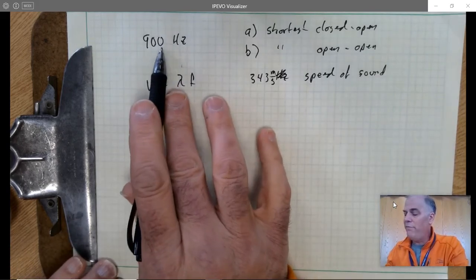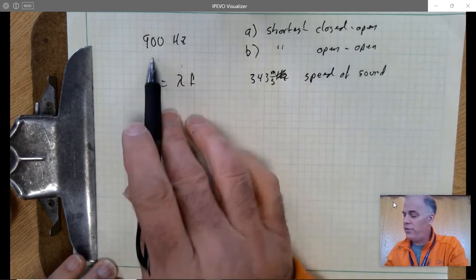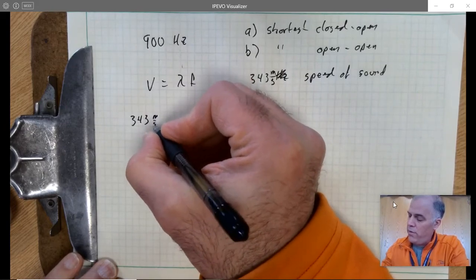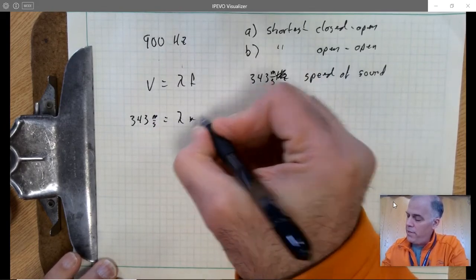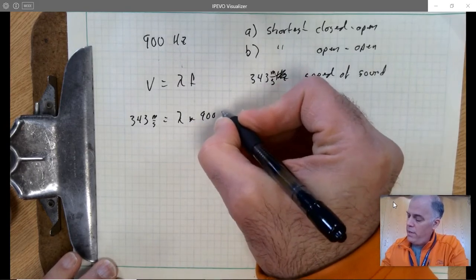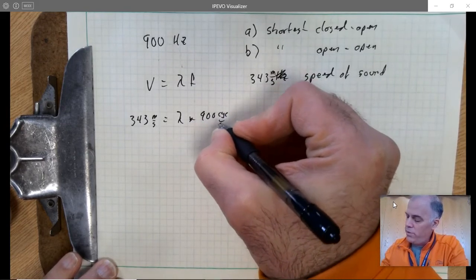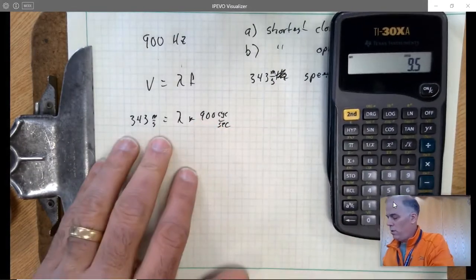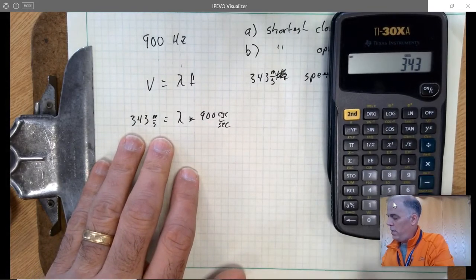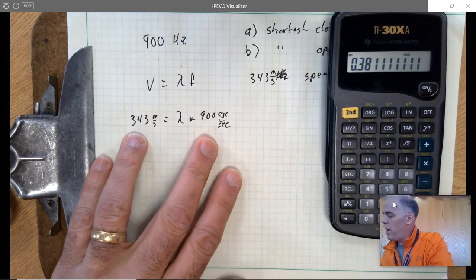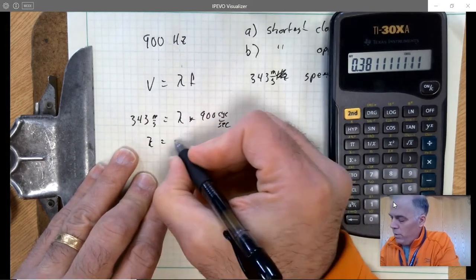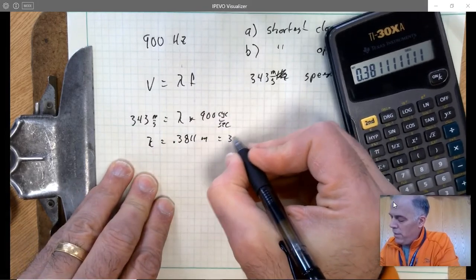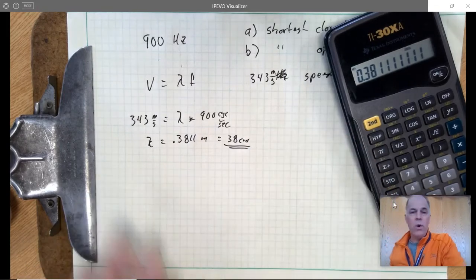So we're going to figure out what the wavelength is for a 900 hertz sound. So we come up with 343 meters per second is equal to lambda times 900 cycles per second, which is hertz. Okay, the math on this is not complicated. We are going to go with 343 divided by 900, and we come up with a wavelength. Lambda is equal to 0.3811 meters, which is equal to basically 38 centimeters. We're going to go with that.